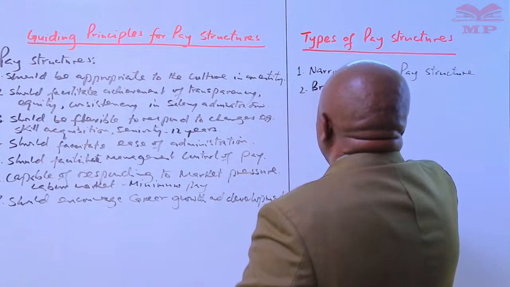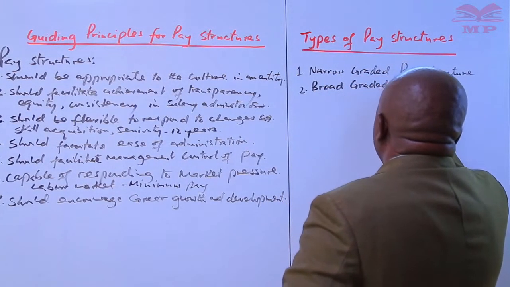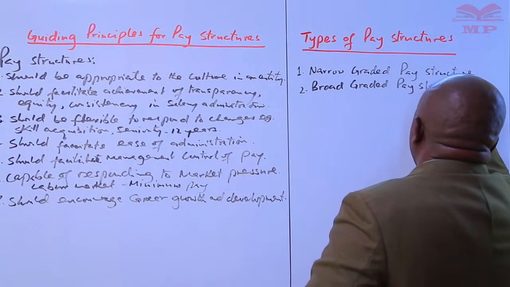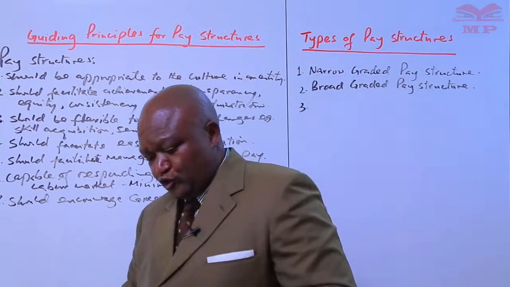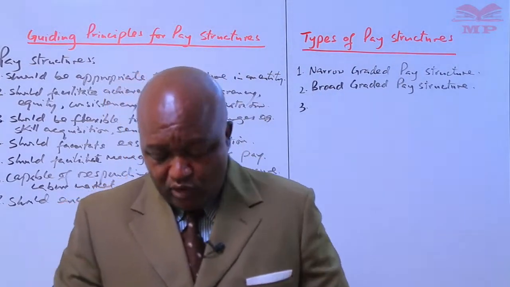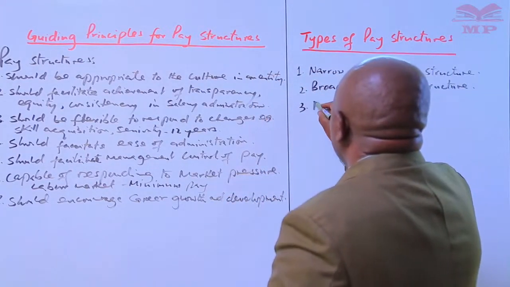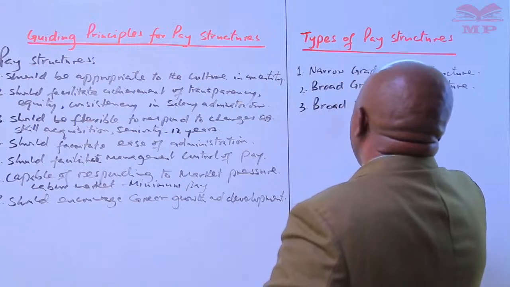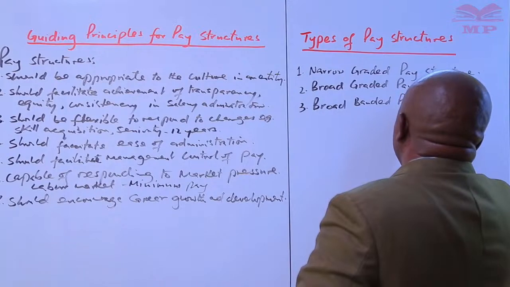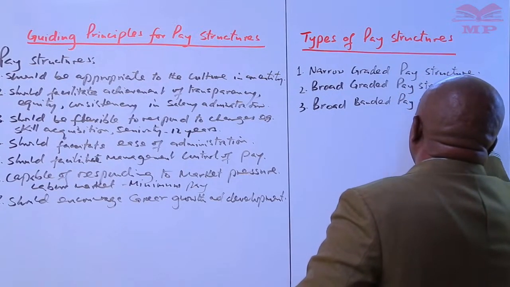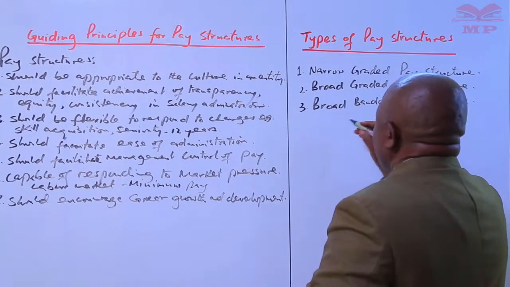Broad graded pay structure. So that is also a different type of pay structure that an organization can make use of. And then you have the broad banded pay structure. So that is number 3.